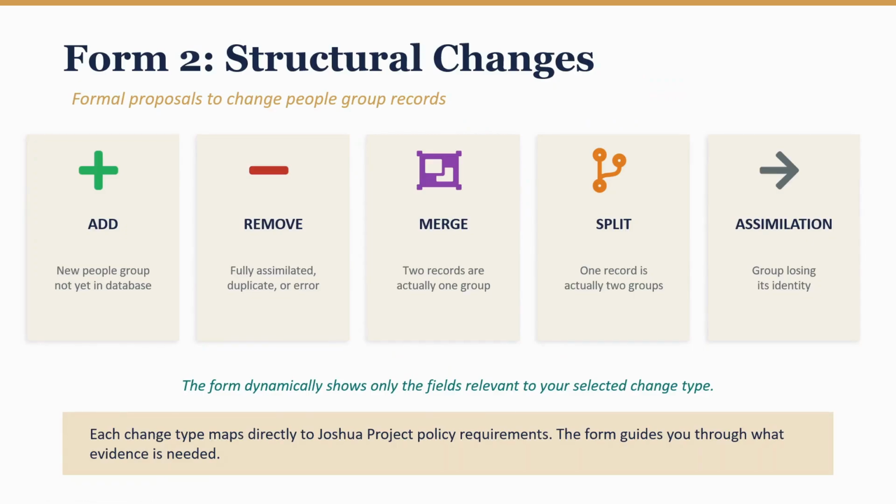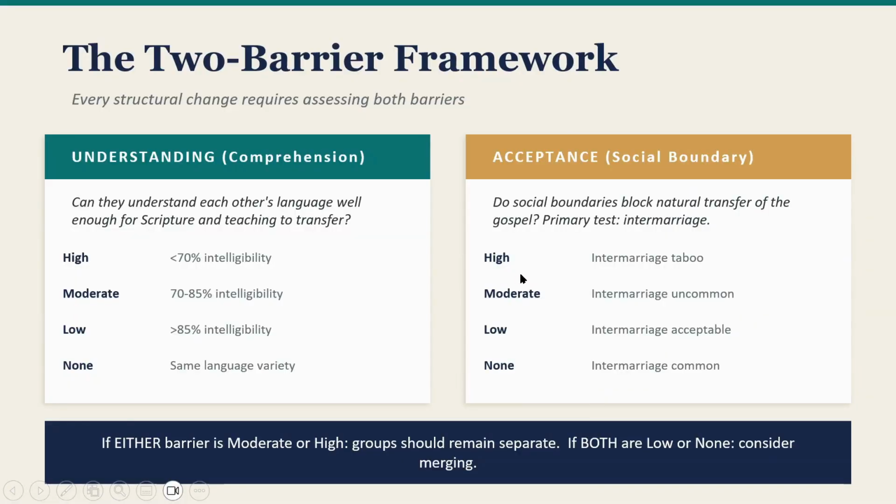Now, form 2 is for structural changes. This form will be used significantly less, but this will be for adding, removing, merging, splitting, or assimilating people groups. So this is based off of the policies that we have for each of these. And the 2-barrier framework for most of these categories for structural changes is reassessing the barrier of understanding and the barrier of acceptance. So language and social boundaries.